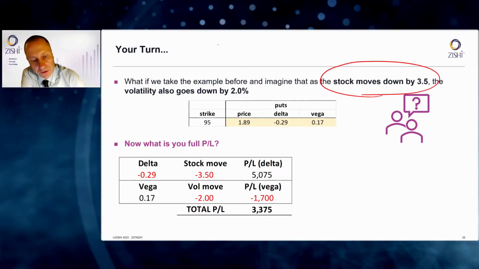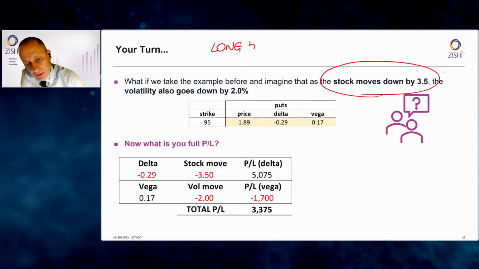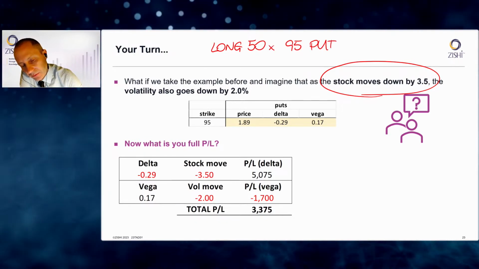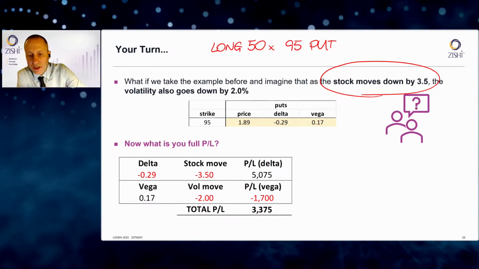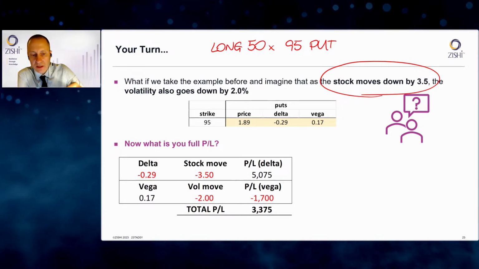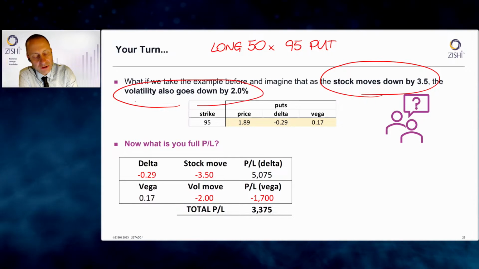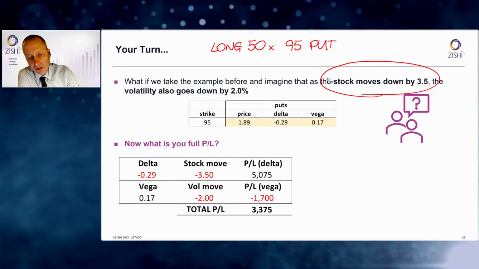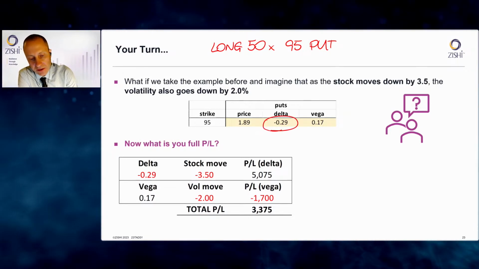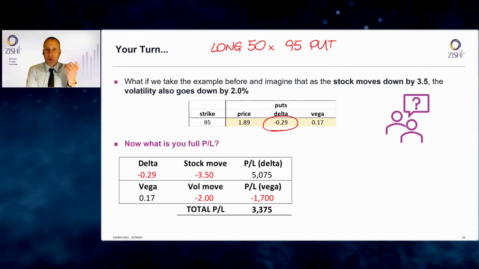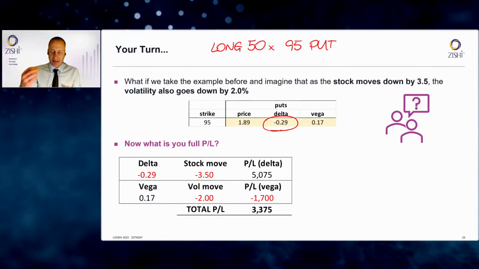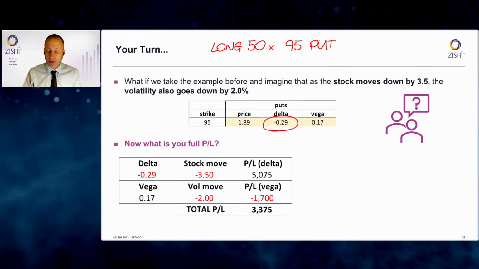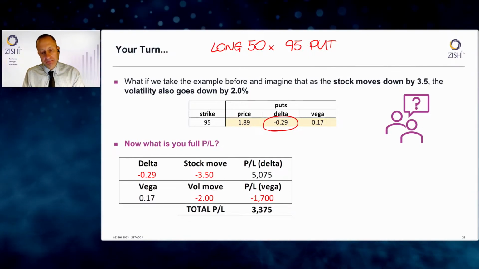So we still have that position where we're long 50 contracts of the 95 put. This time we've got two price drivers moving. The stock is moving down by 3.5 real, but volatility is going down by 2%. If we look at our Greeks, the negative delta tells us we want the stock to move down. A negative movement in the stock multiplied by a negative delta gives us a positive change in the price. We're long the option, so we want its price to go up.